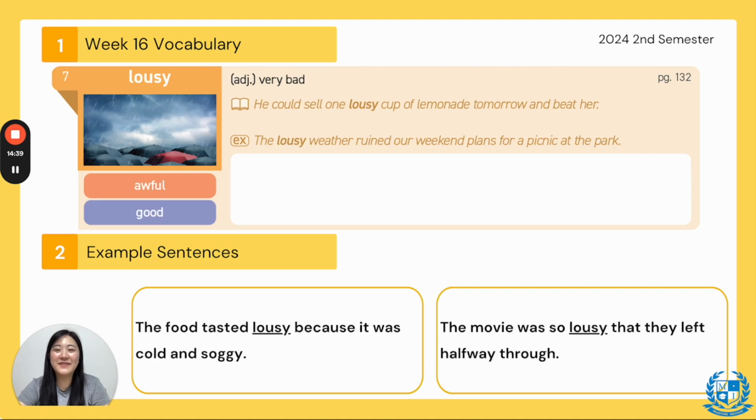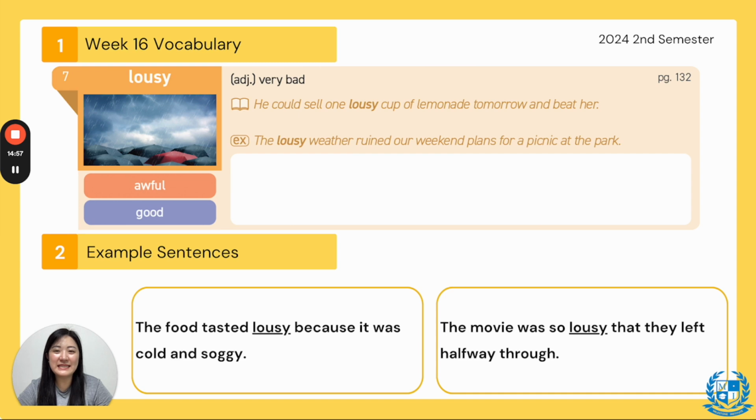Number 7, everyone say lousy. Lousy. The synonym is awful and the antonym is good. The part of speech is an adjective and it means very bad. Ooh. So lousy, very bad.